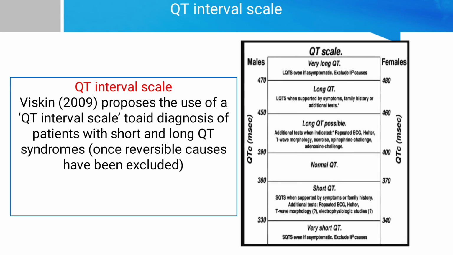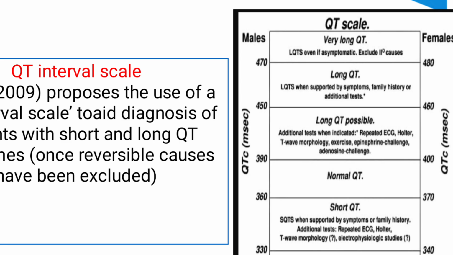This is the QT interval scale. It was designed by Viskin in 2009. He proposes the use of the QT interval scale to aid the diagnosis of patients with short and long QT syndromes once the reversible causes of QT prolongation or shortening have been excluded. So this scale is useful in diagnosing patients with short and long QT syndrome, but first of all, we have to exclude the reversible causes of QT syndromes.